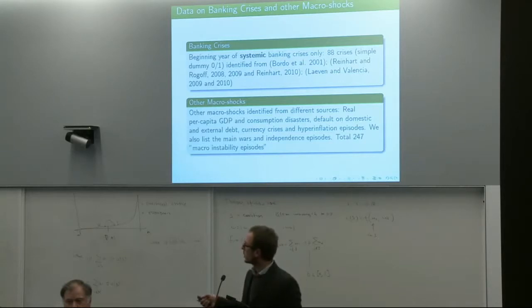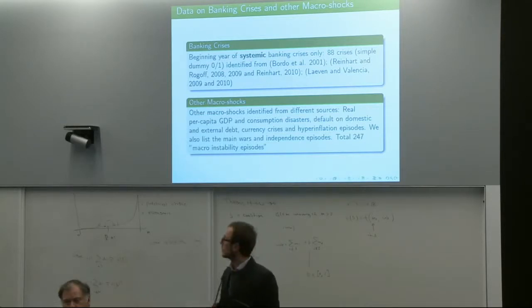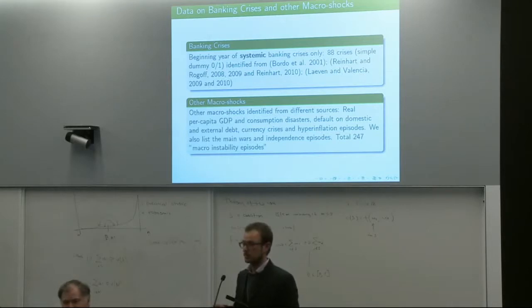because usually it's considered to be one of the very controversial issues in the literature. We also identify other types of macroeconomic shocks, including GDP, real per capita GDP and consumption disasters, defaults on domestic and external debt, currency crises, hyperinflation periods, other types of major wars and civil wars, and independence episodes. And we identify a total of 247 macro instability episodes.